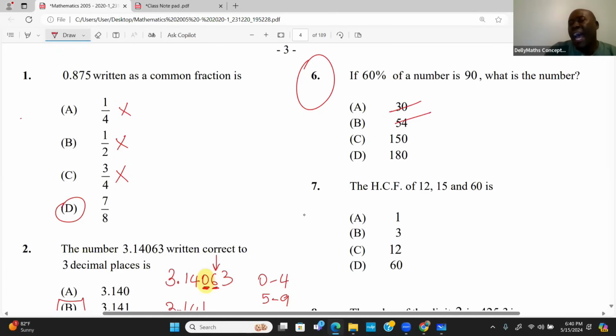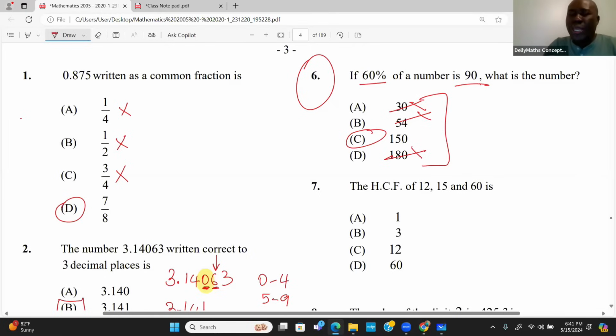You understand? And 90 is a half of this, so it can't be this. So the answer is actually 150 without working. I'm just showing you how to approach this question. It is so simple because you have to read and relax. 60% of a number is 90. What is the number? You can eliminate. It can't be this, it can't be this. This is 50%, so it must be that. I'm just saying, you can use the process of elimination.